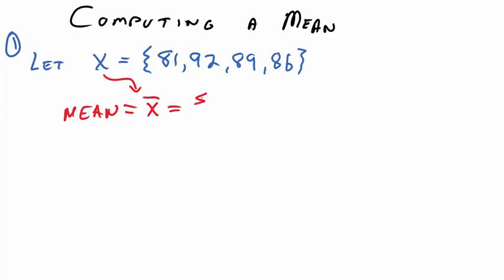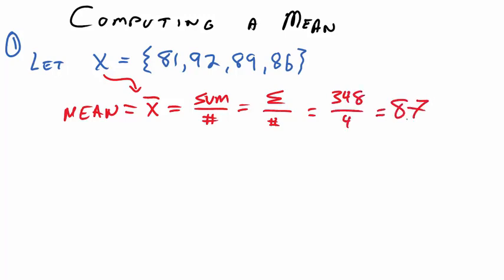And you know you're just supposed to add up all of the numbers and divide by the number of terms, or in math notation, I'll just use a sigma for sigma notation over the number of terms. And in this case, if you were to add up those four numbers, then you get 348. There are four of them, and so the mean in this case is 87. Not a difficult problem. You've probably been doing that one for years.